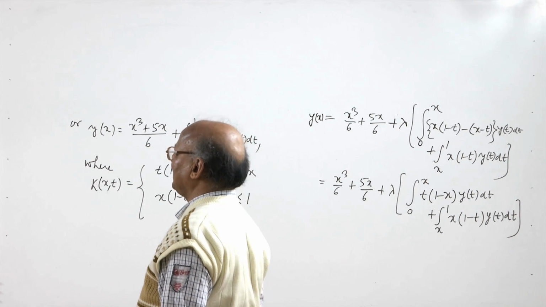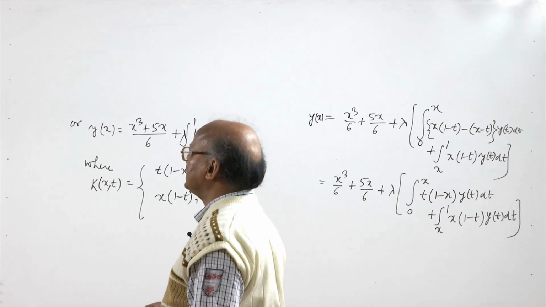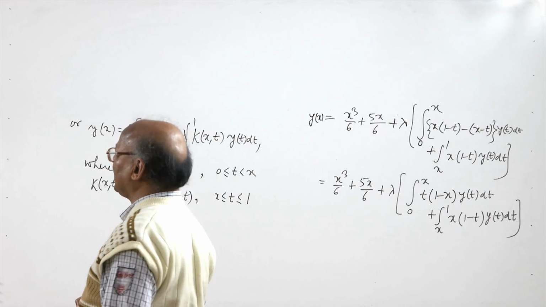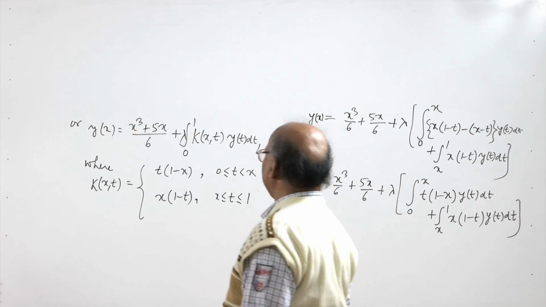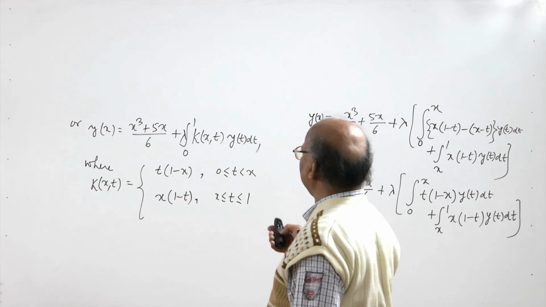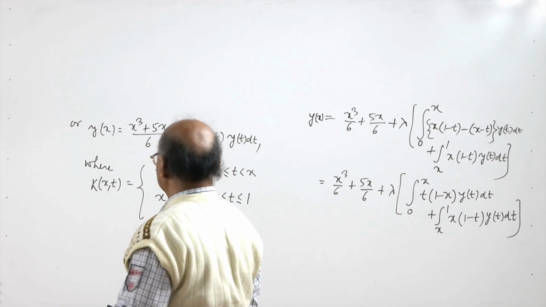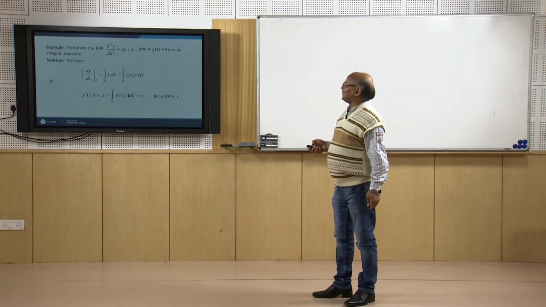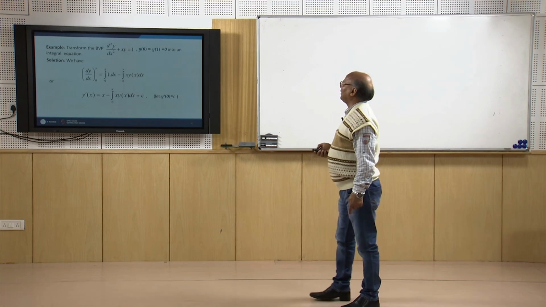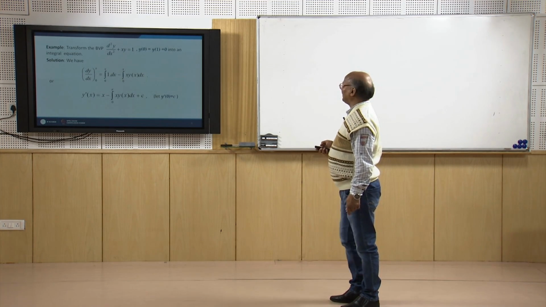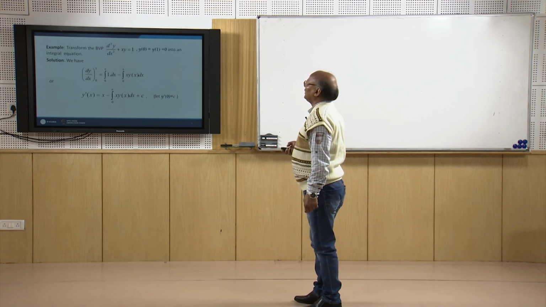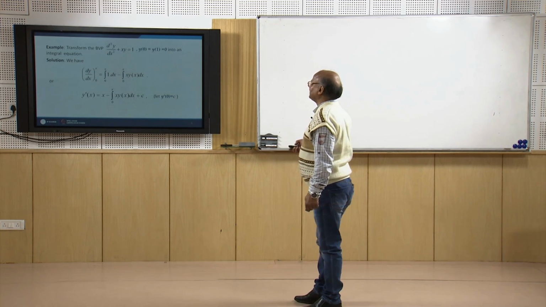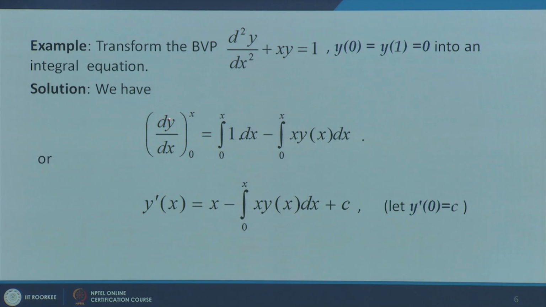So, thus we obtain a Fredholm integral equation of the second kind. Now, let us see how we can recover the boundary value problem from this integral equation. Now, let us take one more example of a boundary value problem where we shall see how we can obtain the integral equation. We are given a differential equation of second order where the values of the dependent variable y are given at two points 0 and 1.